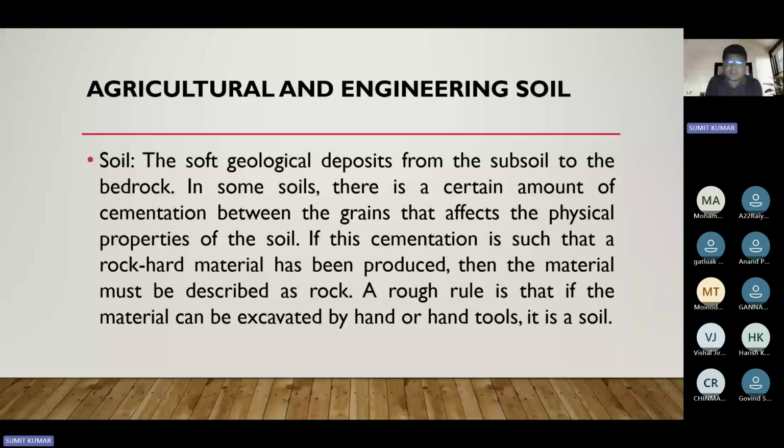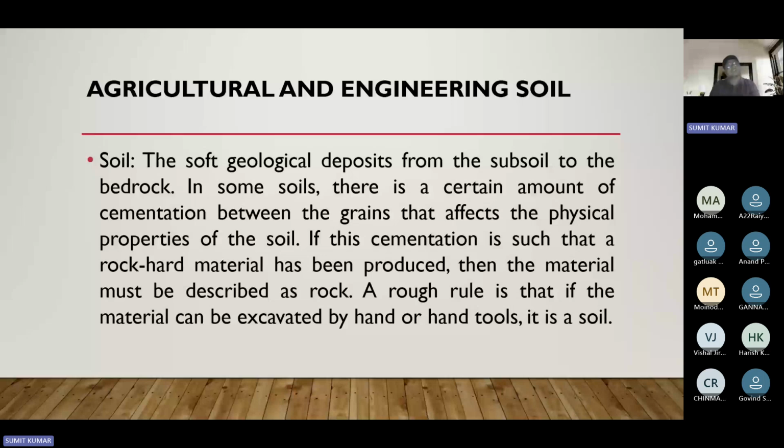In some soil, there is a certain amount of cementation between the grains that affects the physical properties of soil. If this cementation is such that a hard rock material has been produced, then the material must be described as rock. A rough rule is that if the material can be excavated by hand or a hand tool, it is soil. Okay.